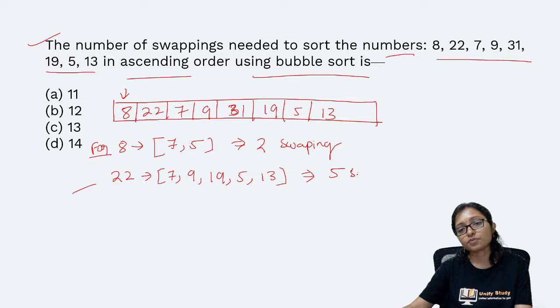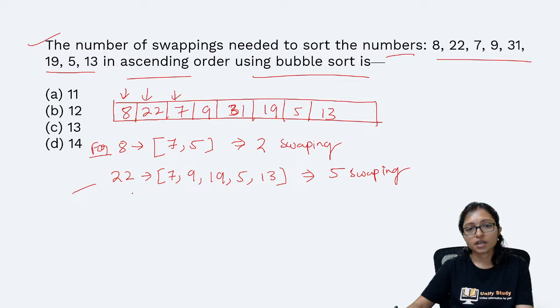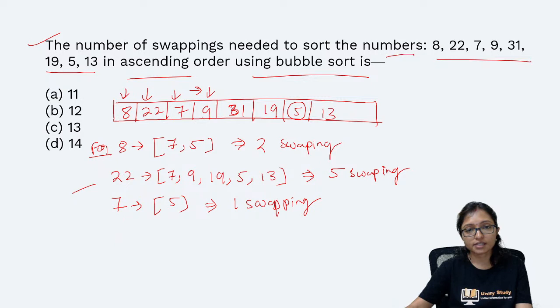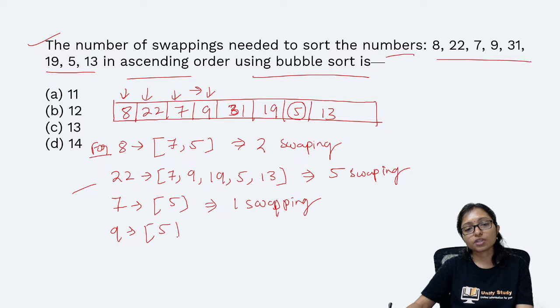After that, how many elements are less than 7? On this side you have to see. Only one element, that is 5. So there is only one swapping. Now after that, for the next element, that is 9. For 9, how many swappings? For 9 also there is only 5, so also one swapping.